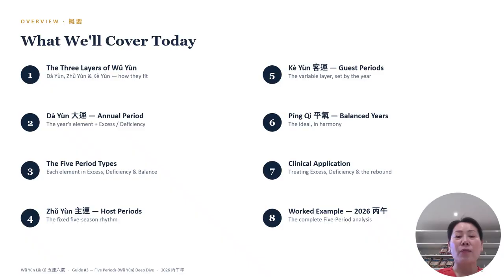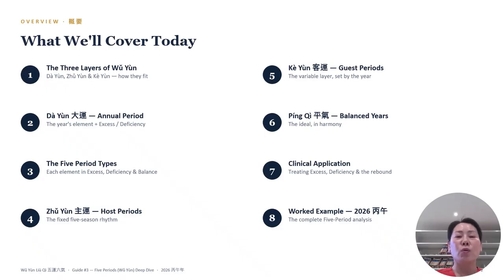Here is the path for today in 8 steps. First, the 3 layers of the 5 periods, so you can see how the whole thing is built. Second, the Da-Un, the year's headline energy, and how we tell whether it's in excess or deficiency. Third, the 5 period types, how each element behaves when it's too strong, too weak, or just right.